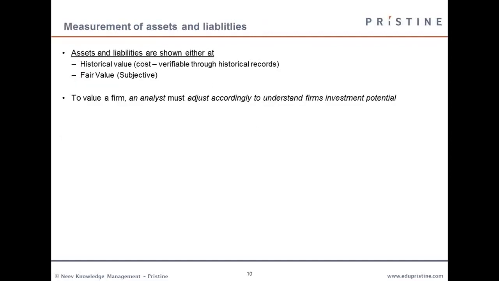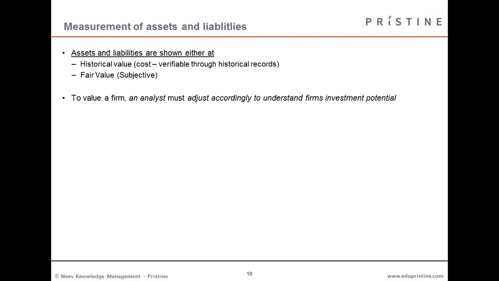The measurement of assets and liabilities is done in two ways. One is they are shown as per the historical value, the cost at which, let's take an example of a land. Suppose you bought it at $1,000, say, or $1 lakh, say, and that is the cost that you put up in the balance sheet in one method.